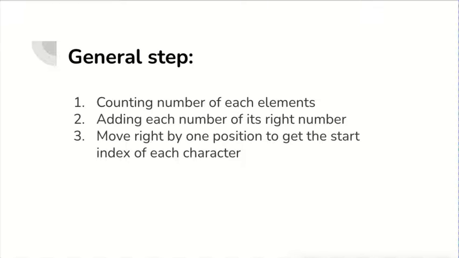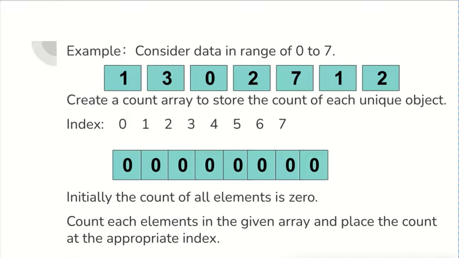Here are the general steps. The first step is counting the number of each character, then adding each number to its right number. Finally, move right by one position to get the start index of each character. Let's look at how the counting sort actually works in a real example.